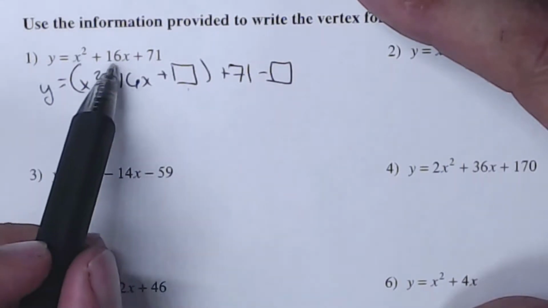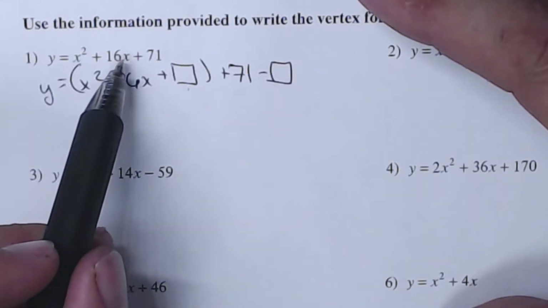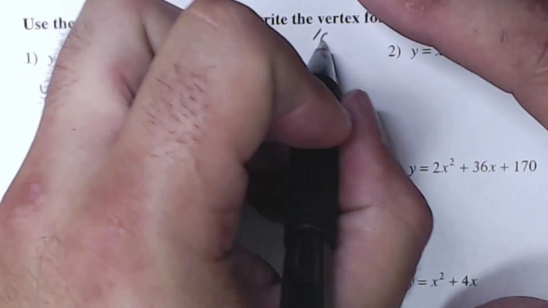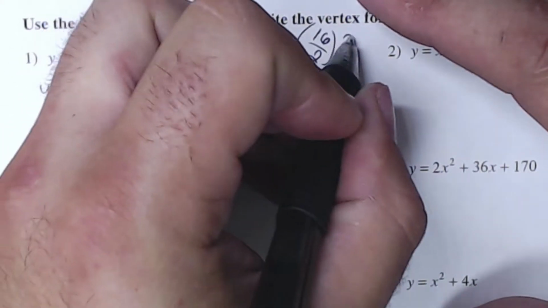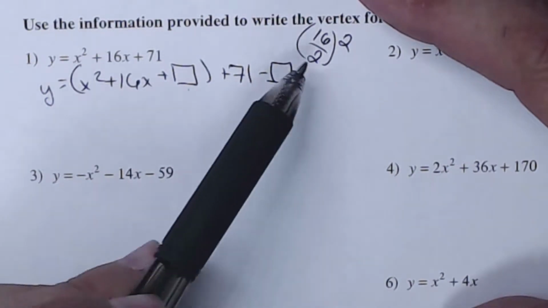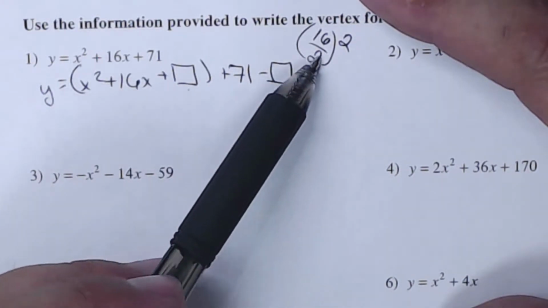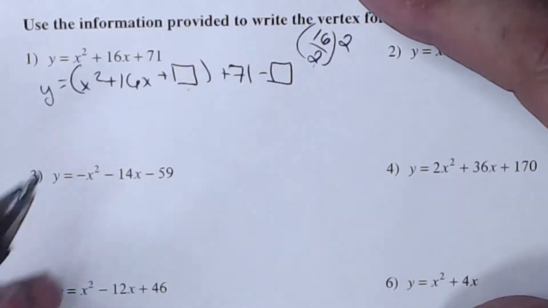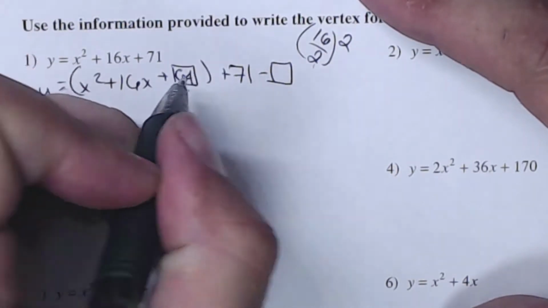So we take our middle term, the term with just an x, so that is 16. We always, no matter what, divide it by 2 and square it. So 16 divided by 2 gets me 8. 8 squared is 64. So 64 is what goes in this box.